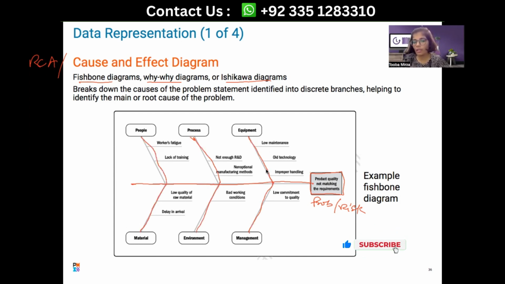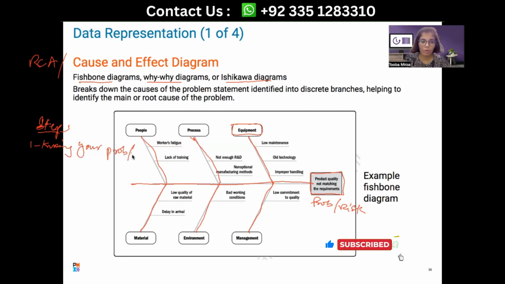So for instance, this is an example cause and effect diagram coming directly from PMBOK. Product quality not matching the requirements. Very usual issue in any project, a common problem in a project, and it can be a risk as well. So you put that on the head of the fish, then you create a fishbone structure, and then you start adding the possible causes first. So the number one step is knowing your problem or risk.